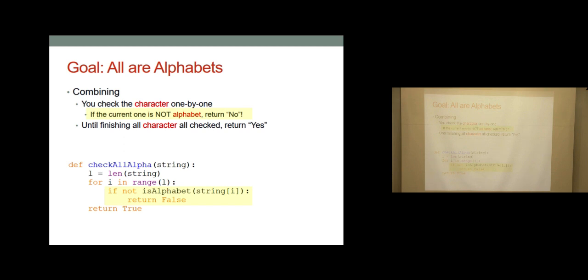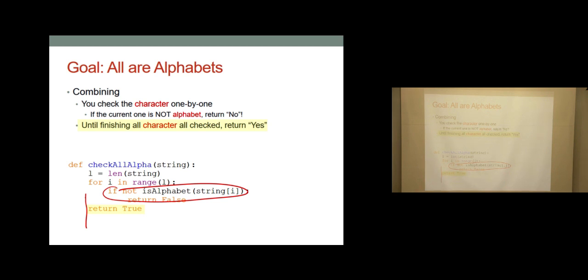You just translate it. If the current one is alphabet, and if it's not alphabet, that's why you put a not there, then return false. And after you finish the whole loop, you can see the indentation here, right? That means all this here is in the loop. This is not in the loop. When you reach the return, that means you already finished all the looping, and all of them are alphabets, then you can return true.